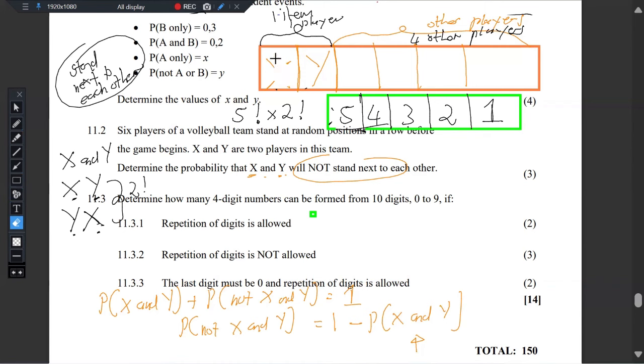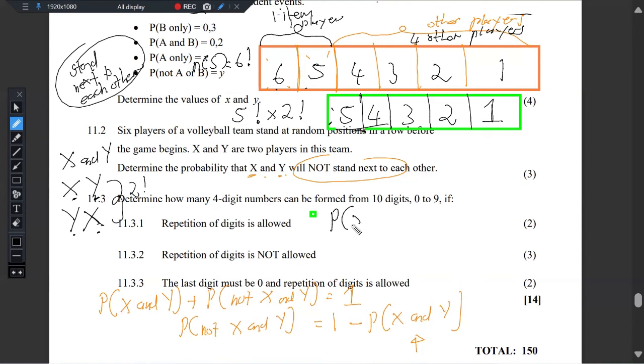So if I were just to arrange these players in just any fashion, right? So this would be 6, 5, 4, 3, 2, 1. I'm not trying to make X and Y not stand next to each other or stand next to E. I don't care what happens. I'm just placing them randomly like that. So this would be representing the sample space. So the sample space would actually be 6 factorial.